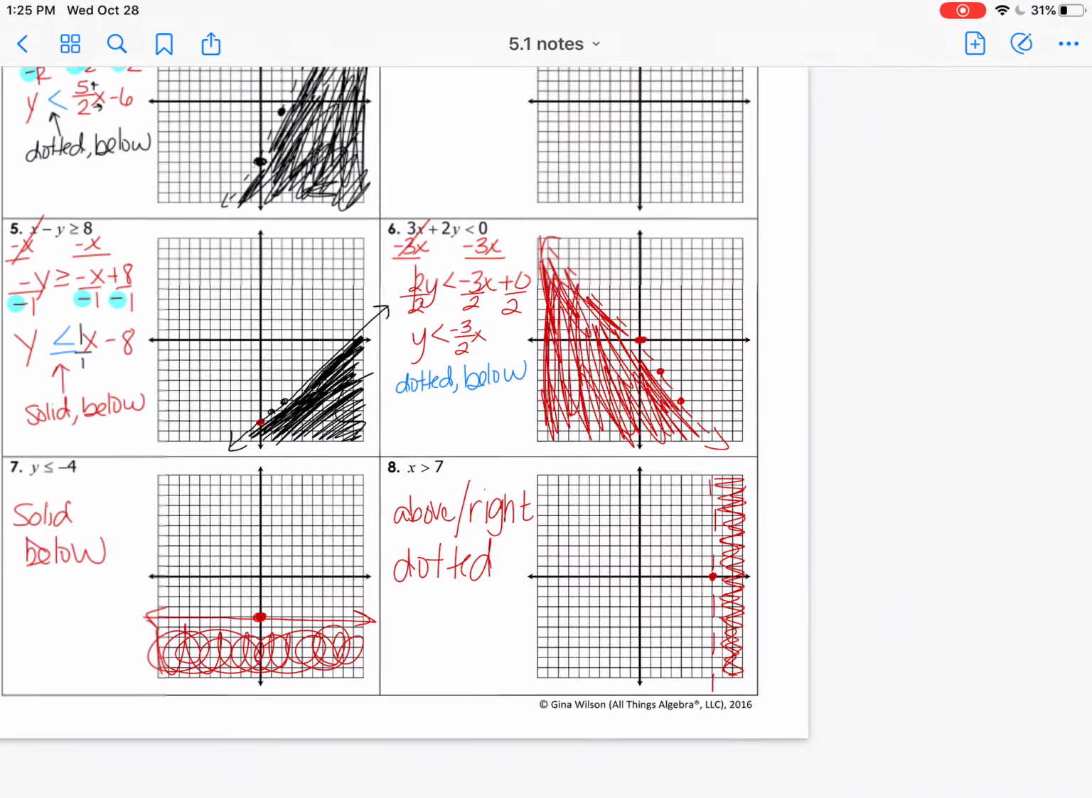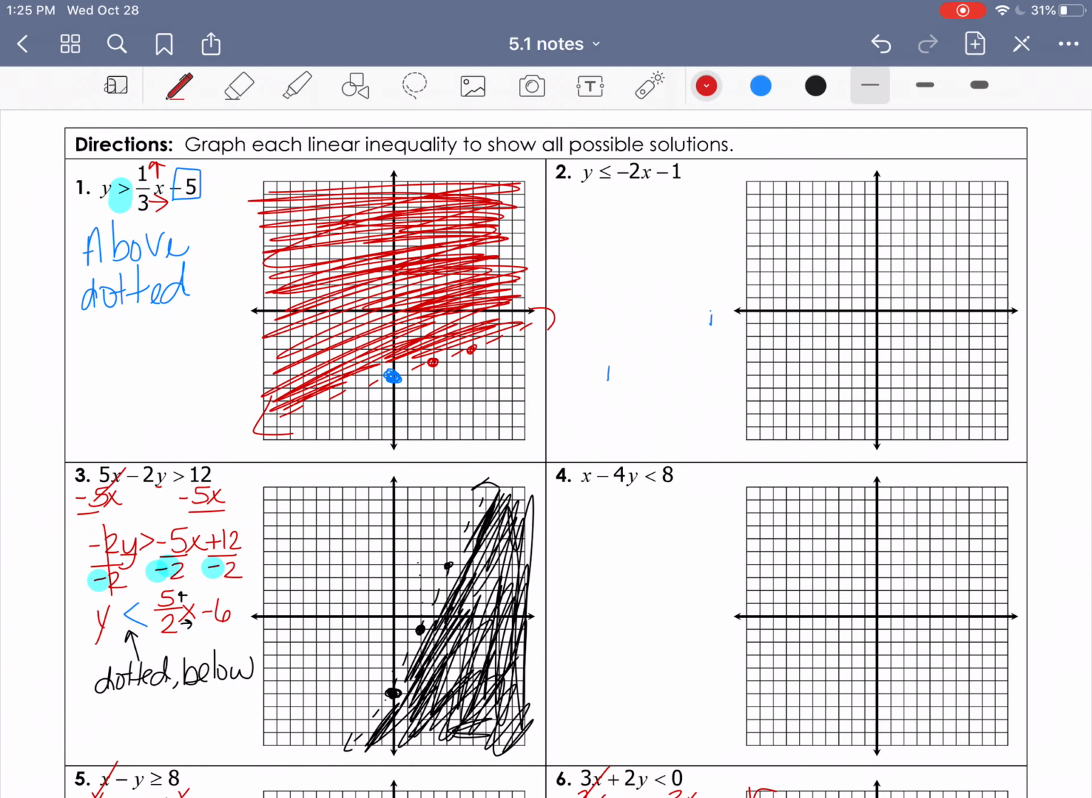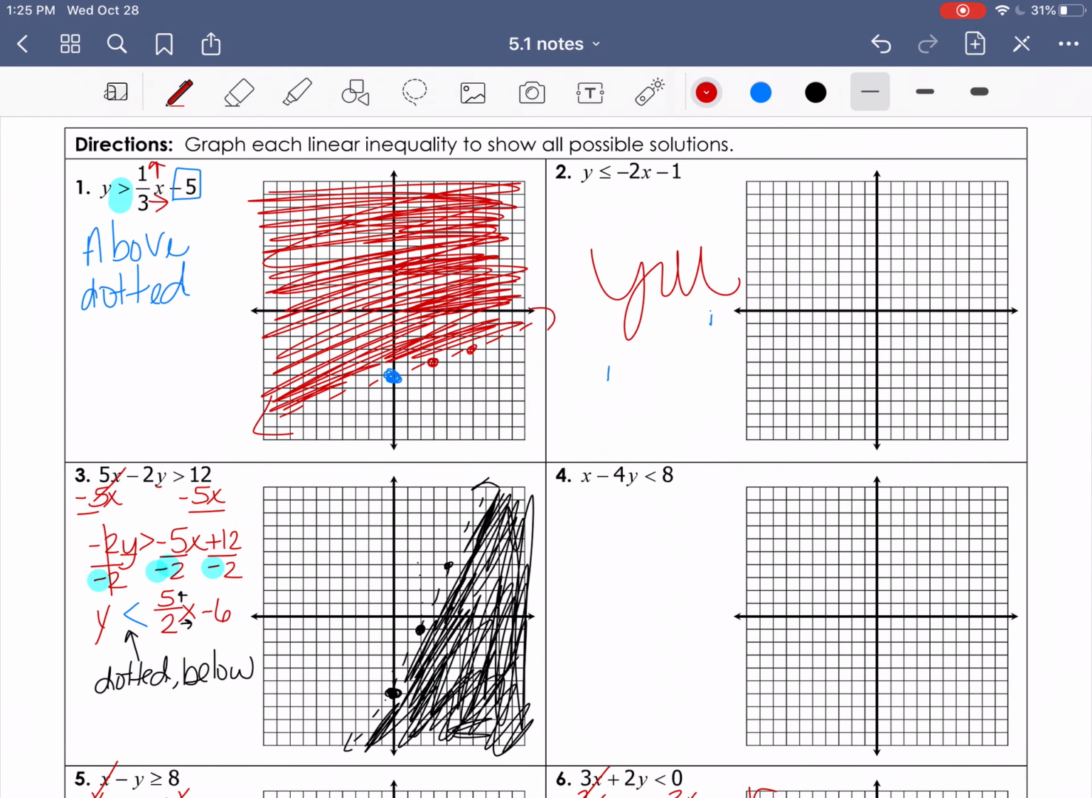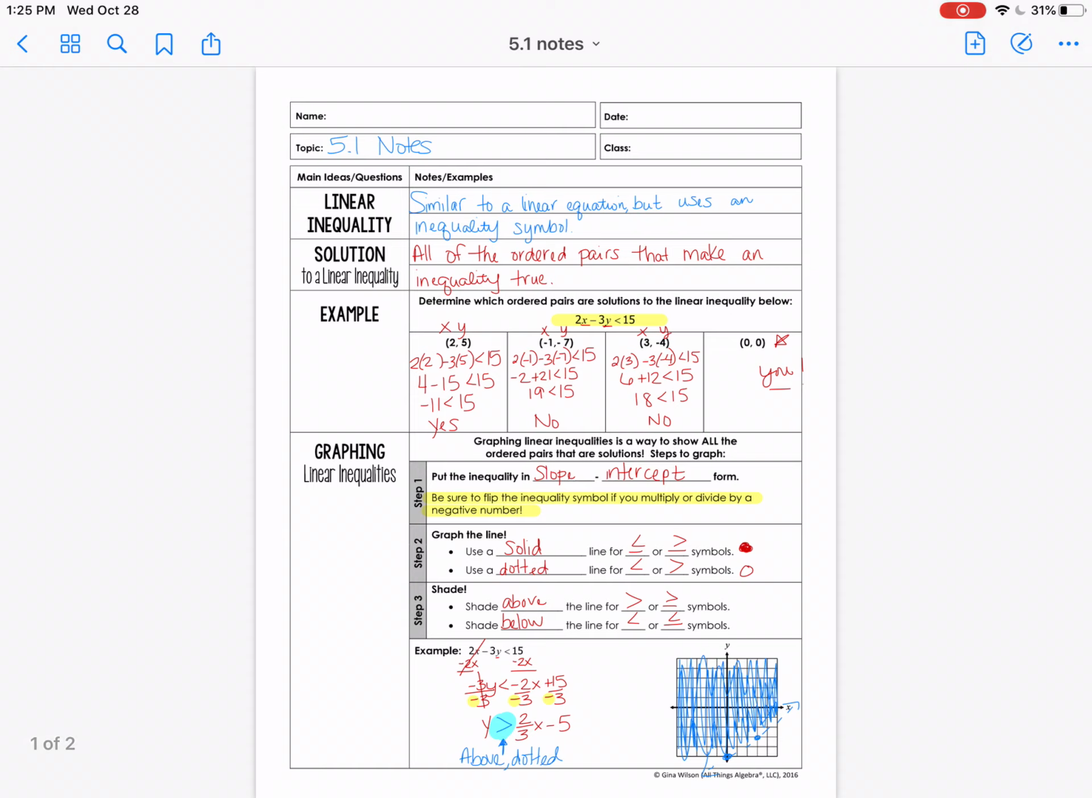Okay, that is your notes. You guys have to go in and you need to finish before I check your notes tomorrow. The one on the front and 2 and 4. So do the 3 problems that say you.